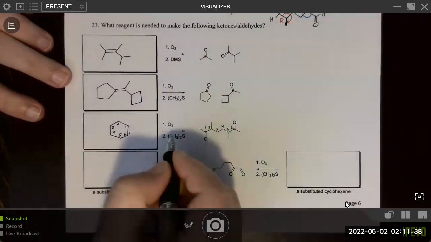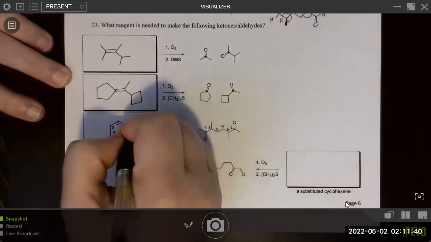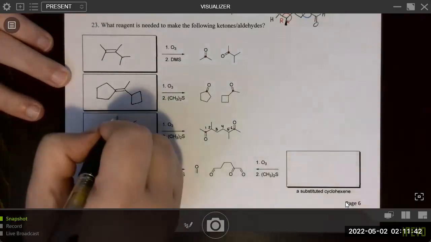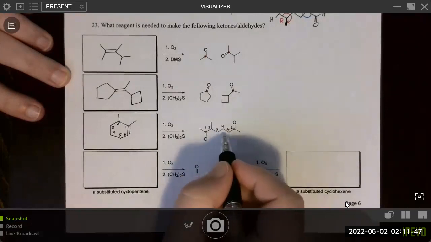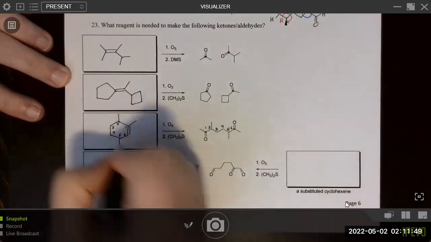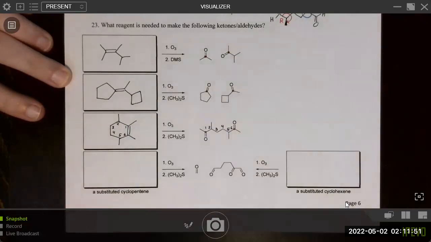So what else is attached to 1? 1 also has a methyl. 2 had a methyl. 3 and 4 don't have anything, they're just methylenes. 5 has a methyl, and 6 also has a methyl.